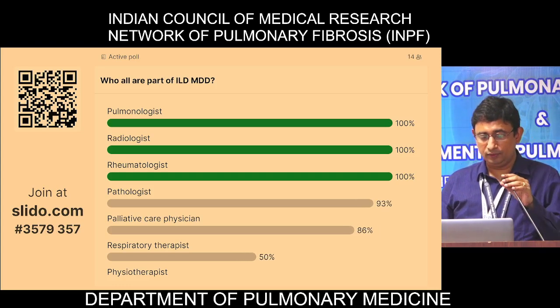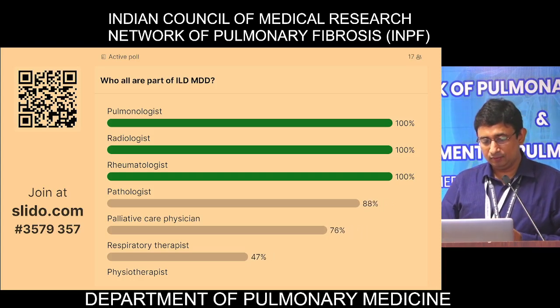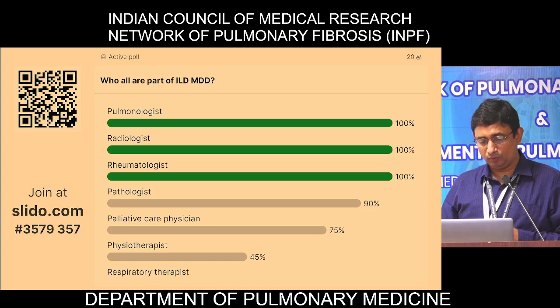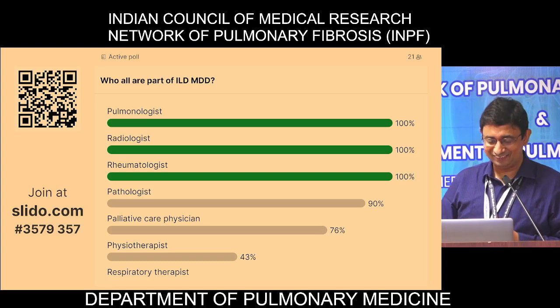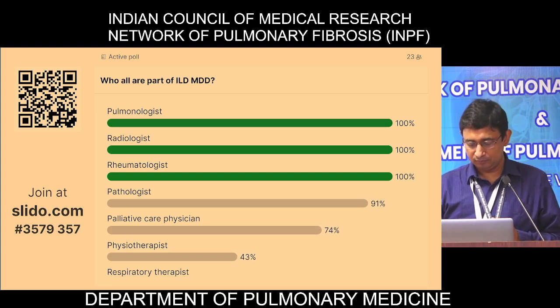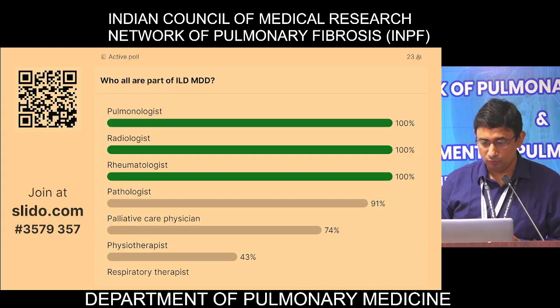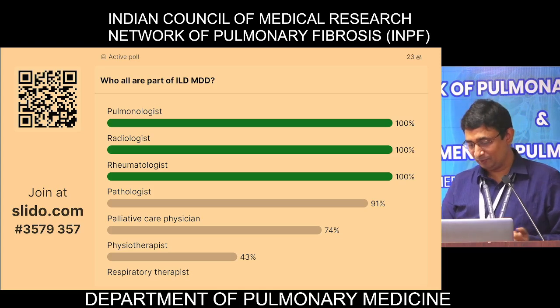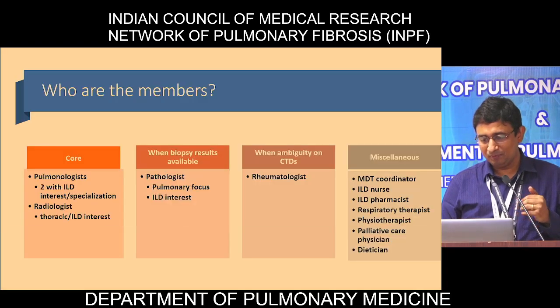Okay, all of you agree that there should be a pulmonologist, radiologist and rheumatologist, and 88% pathologist, 75% palliative care physician. Wow, probably the impact of Dr. Jennifer's talk is quite recent. Physiotherapist, 45%, going down. Okay, I'm not able to see the ones below. The respiratory therapist, and there are a few others below, so I don't know how many of you have scored that.